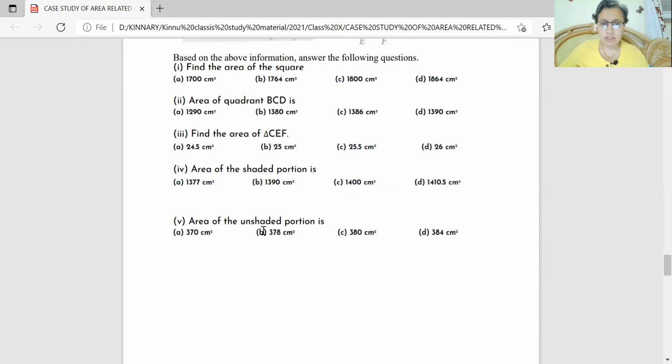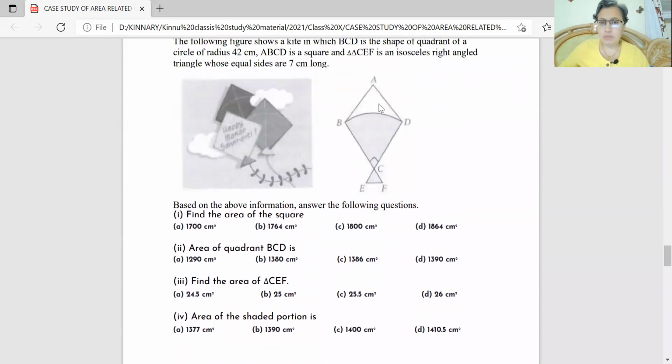Area of the unshaded portion is. So to find the area of the unshaded portion, what you need to do is subtract the area of the quadrant from the area of the square. Now you have the area of the square. You have already found it in the first question. You have already found the area of the quadrant in the next question. So you just need to subtract both these areas.